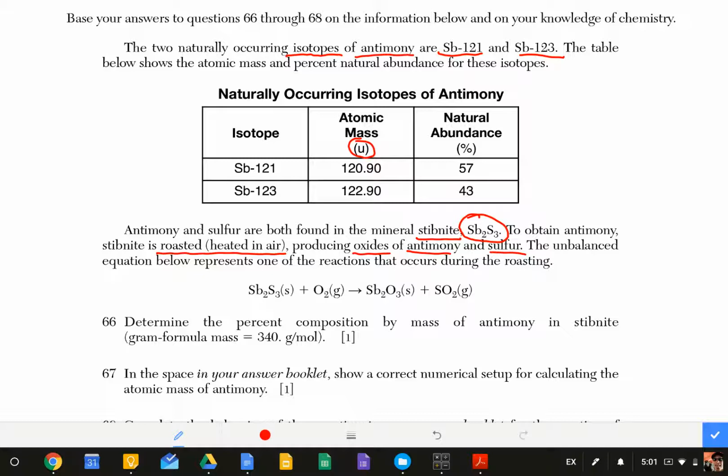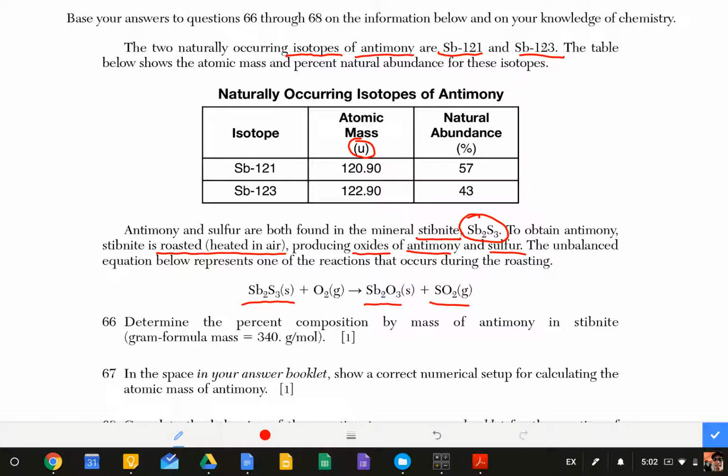The unbalanced equation below represents one of the reactions that occurs during the roasting. Let's look at the reaction. It says you have stibnite, which is antimony sulfide, plus oxygen. And basically you oxidize the antimony, you get Sb2O3, antimony oxide, and you get sulfur dioxide, which is a pretty nasty smelling, pretty toxic gas of sulfur.